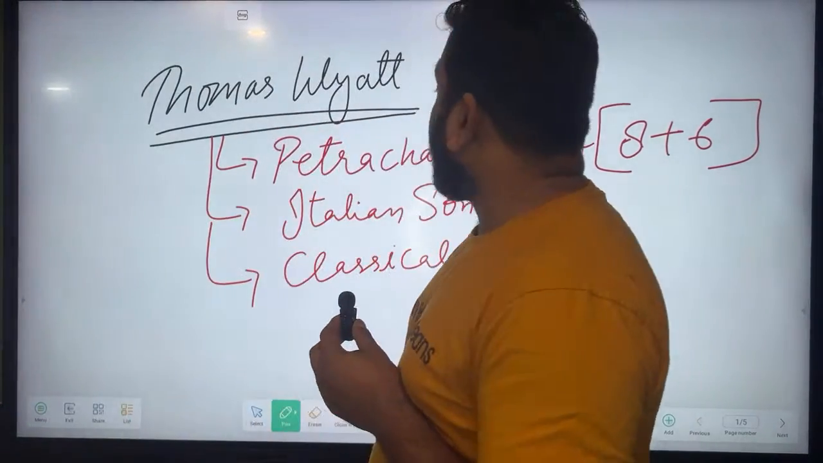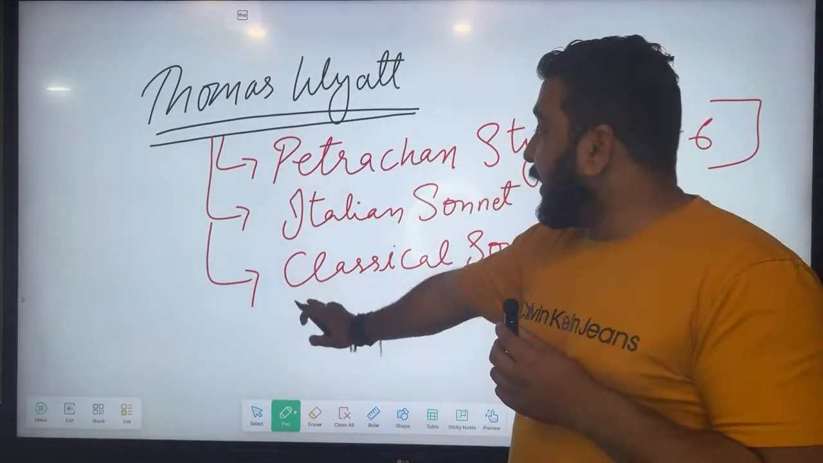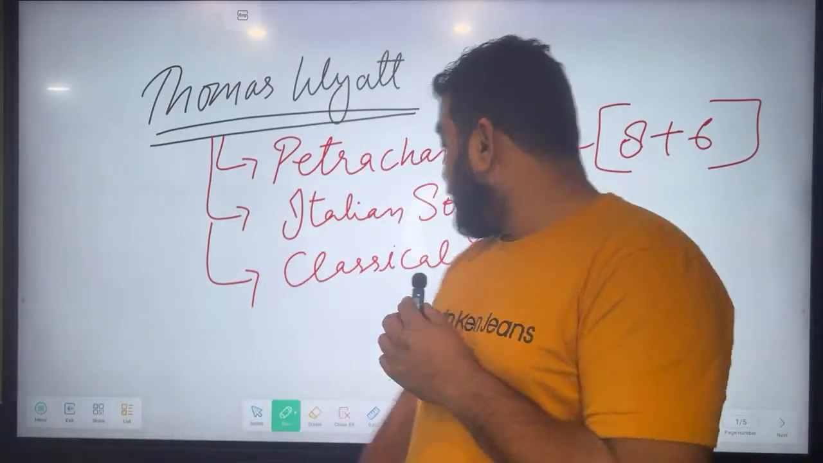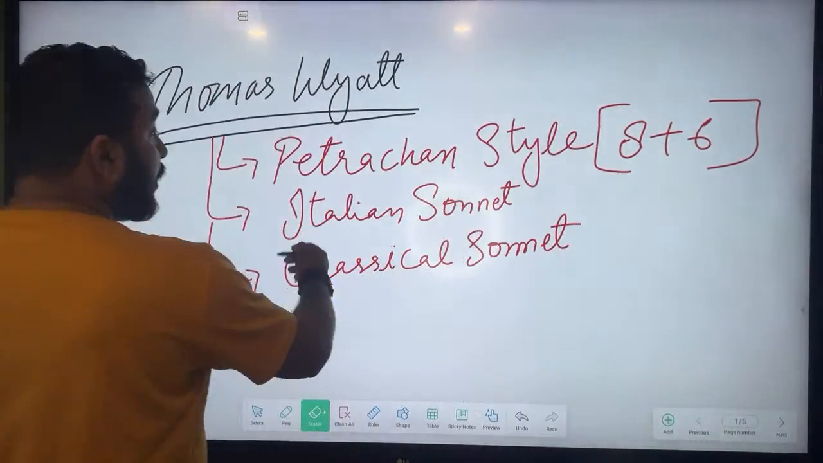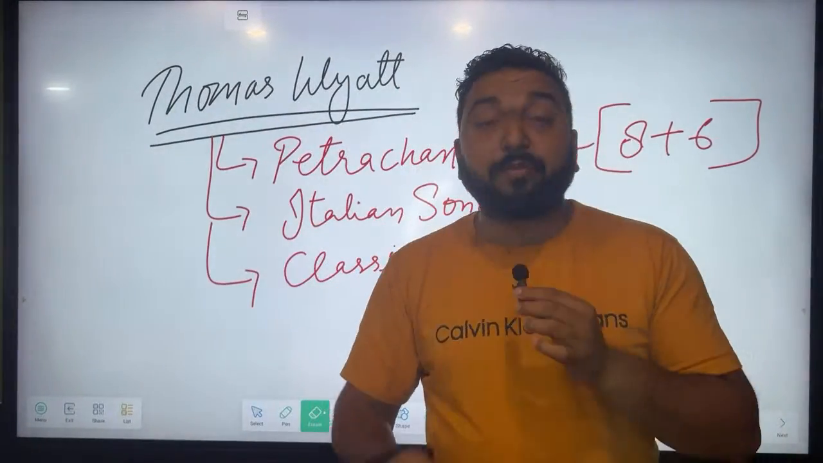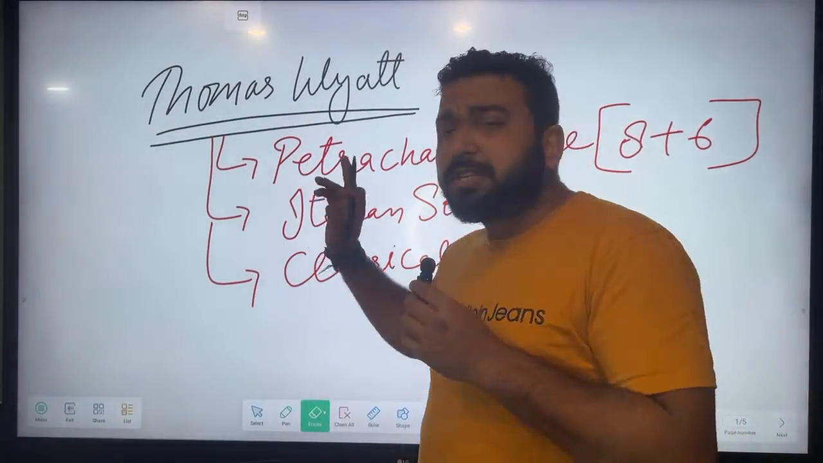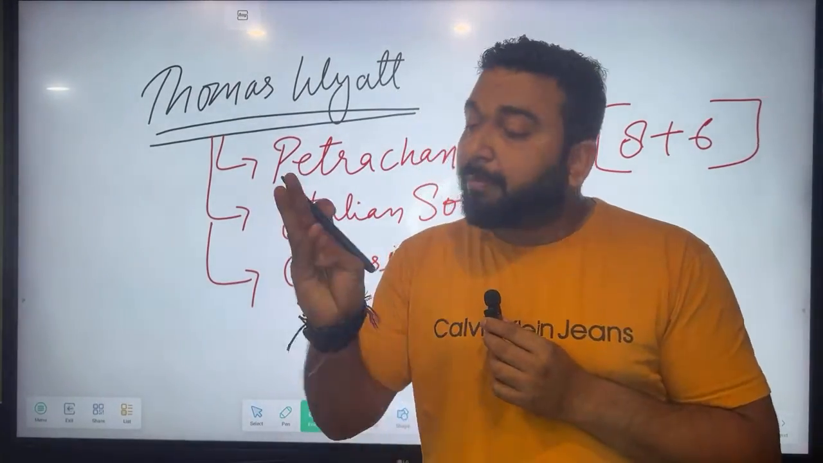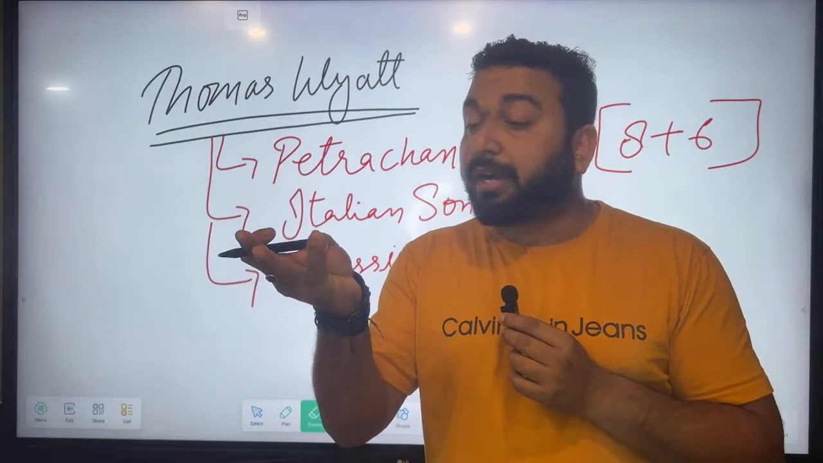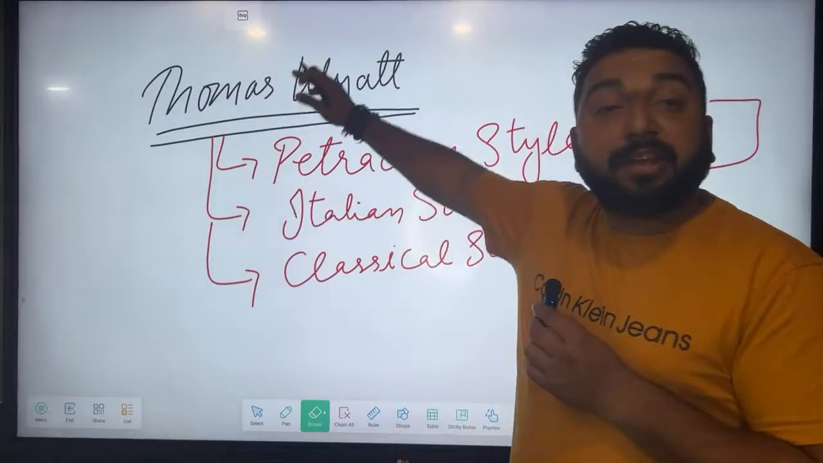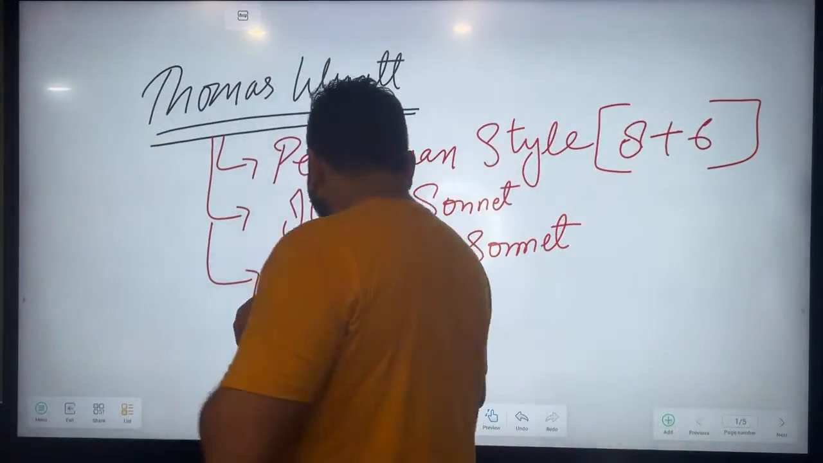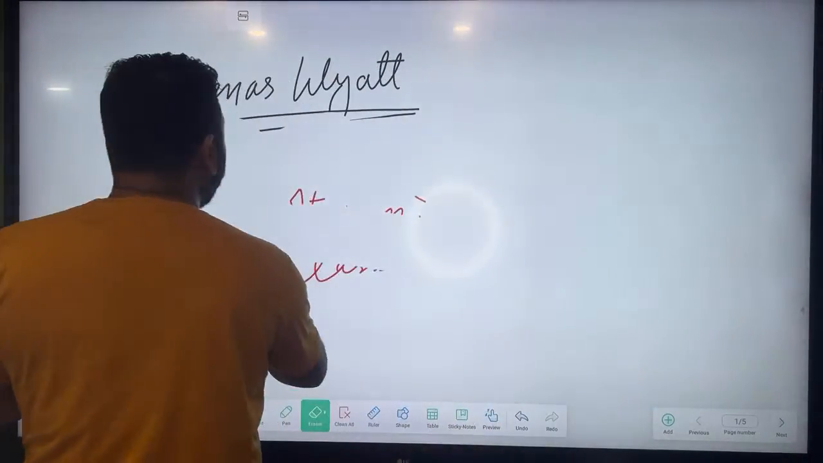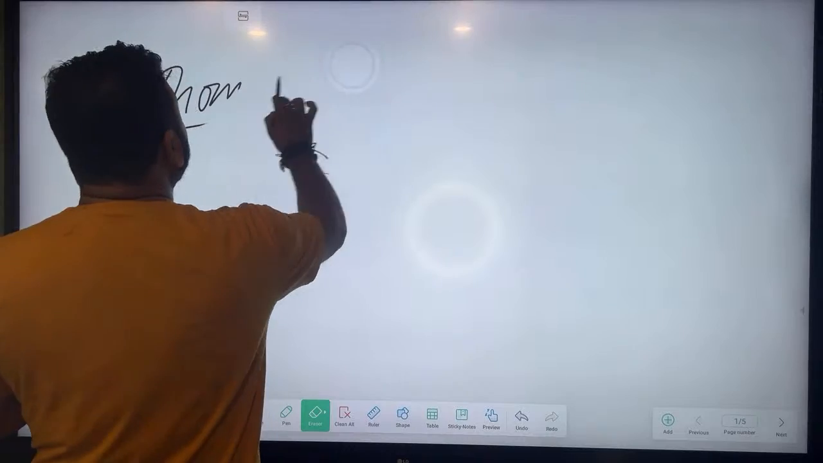Now, Wyatt was using the old idea, the old pattern. Now, somebody made the changes. Who made the changes? Surrey. So, if in the exam they want to trouble you, they'll ask a question: what is Italian sonnet? What is classical sonnet? So please remember this thing. Petrarchan sonnet or original sonnet or Italian sonnet or classical sonnet, they are all the same. They have one name, the same pattern. They can play with words to confuse you.